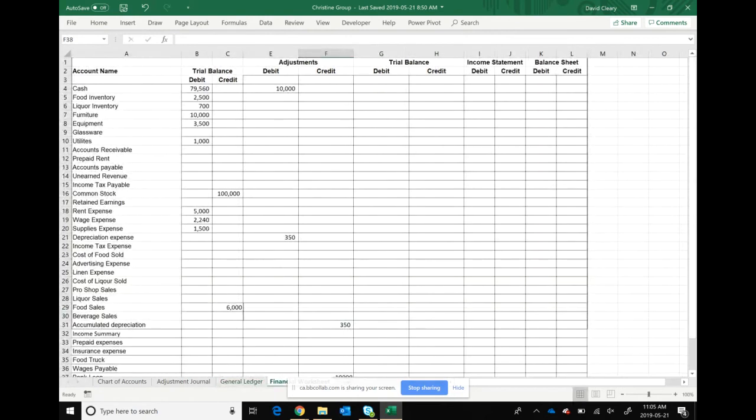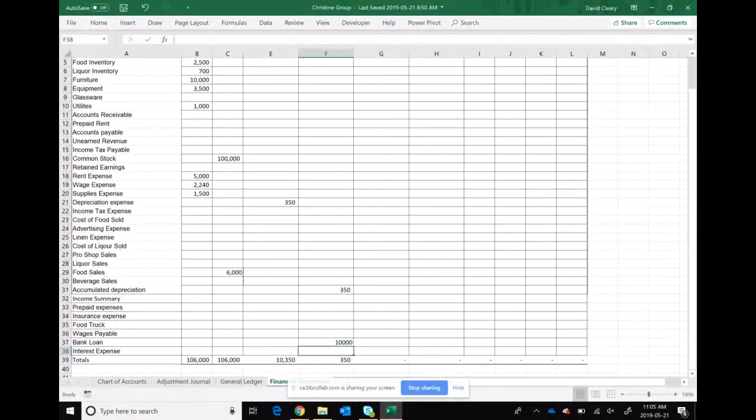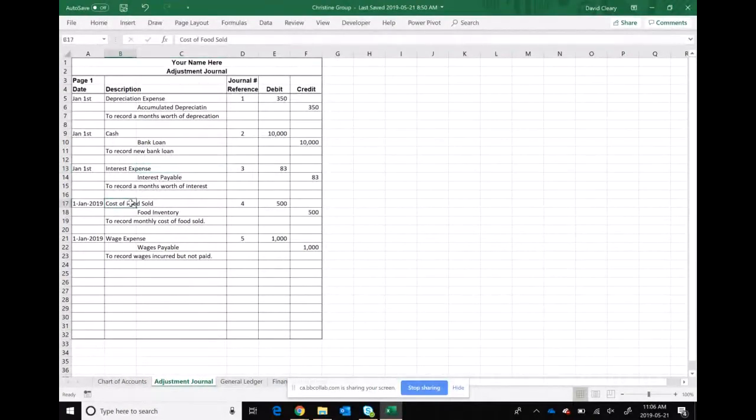Now we go to our financial worksheet, find interest payable and interest expense. There's our interest expense. And I'm going to change this to interest payable. There we go. So our interest payable went up by 83, and our interest expense is also 83. We go back to our journal here. We have two left. We have our cost of food sold and our food inventory. So we're adjusting our food inventory and showing the expense.